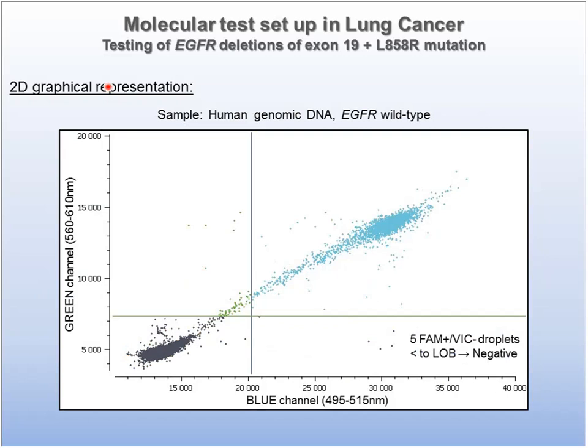Here is the same representation, but for DNA without deletion of EGFR. As you see, we do not observe a clean cloud of monopositive droplets. We only observed 5 monopositive droplets, which is below our limit of detection for this test. So in this example, we consider this sample as negative.